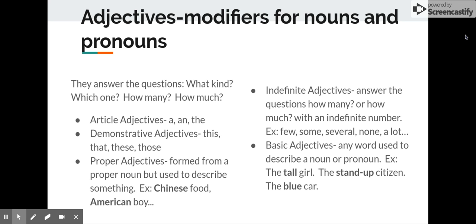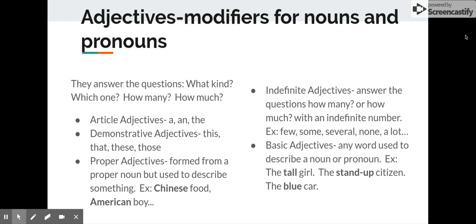Same goes for American boy. What kind of boy? American boy. Therefore, American becomes a proper adjective. The next one is the indefinite adjective. It answers the question how many or how much, but in an indefinite amount, not a definite amount. For example, few, some, several, none, a lot. That does answer the question how many or how much, just with a not definite number, more like an estimate.